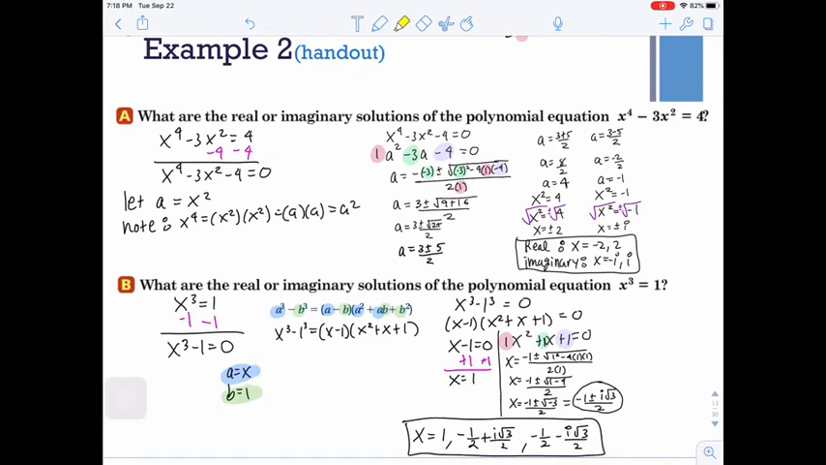So our final answers for part B are x equals 1, x equals negative 1/2 plus i radical 3 over 2, and negative 1/2 minus i radical 3 over 2.